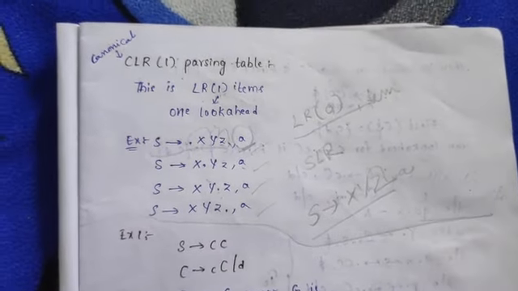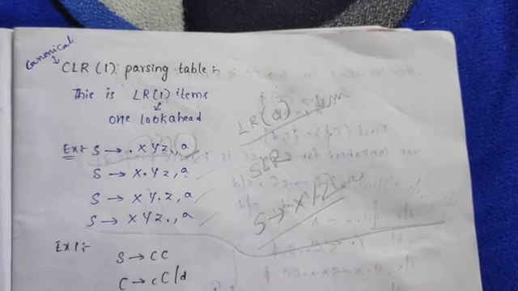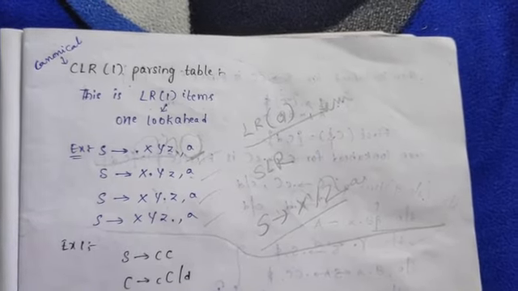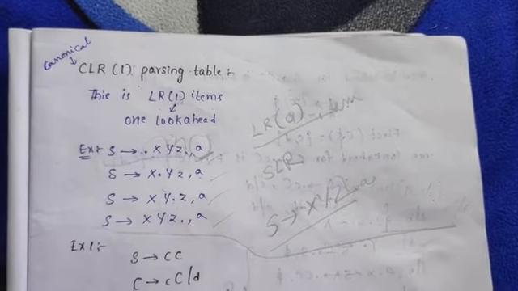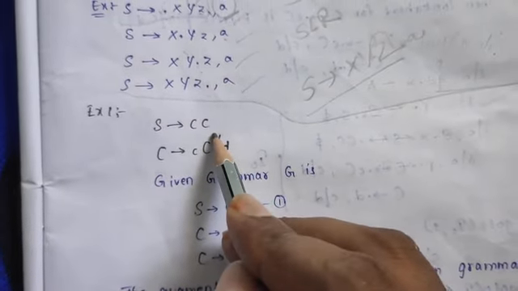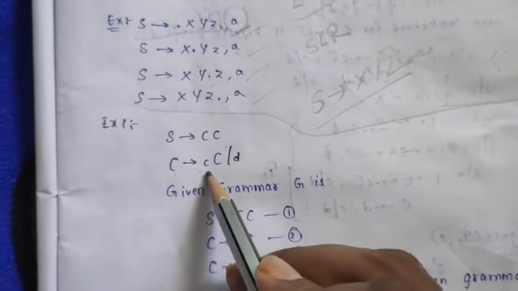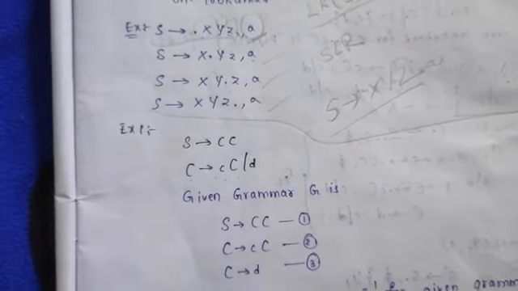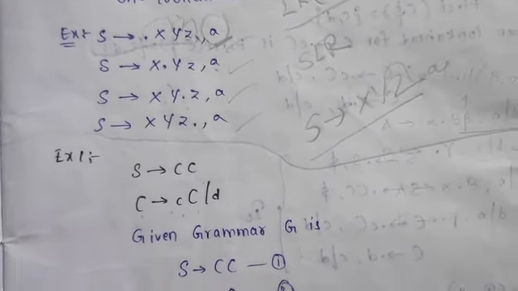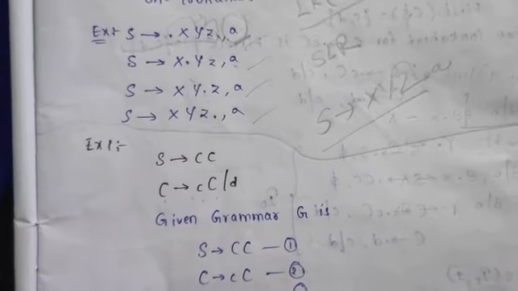Okay, this is a simple introduction to this CLR parsing table. The only difference between SLR and CLR is that we are taking one lookahead. Based upon that, the process changes slightly compared to the SLR parser table. So for that reason we will take one example, that is S tends to CC, C tends to small c, capital C slash small d. This is the production. I am taking an example; based upon this production I will explain the parsing table construction.